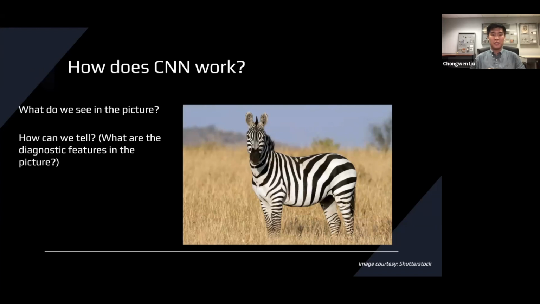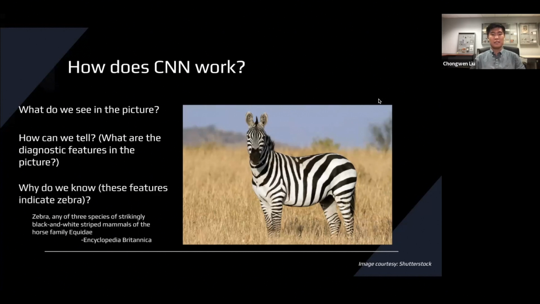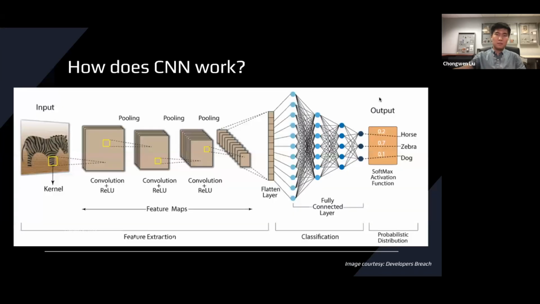After identifying these features, we can ask ourselves, why do we know that these features represent this specific thing called a zebra? This is because our human brains have learned from our previous experience, from teachers, documentaries, or even encyclopedias. Just like Encyclopedia Britannica has stated, a zebra is a thing that has strikingly black and white stripes, and it's a mammal from the horse family. In the same way, computers do the same thing through algorithms with a multi-layer structure.